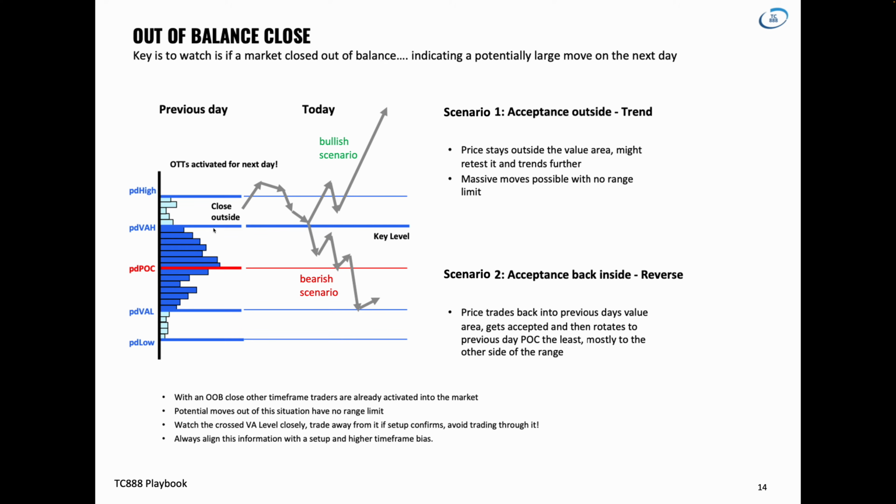So in these situations, once it closes outside, you mark the previous day value area, that's the key level on the chart, and you want to be sure that you're trading away from that. So you're either trading a bullish or a bearish scenario, but you avoid trading long, for example, into this reversal scenario, or short back down, only very late in the session with an intra-session setup. But that's the out of balance situation on the day.